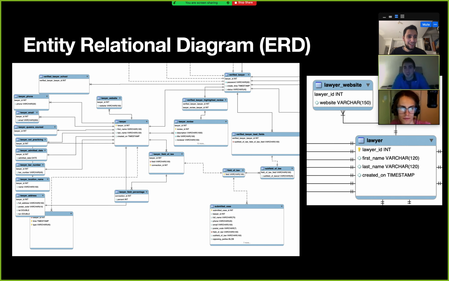A what? Schematic? Can't say the word. Schematic. Yeah. Oh my God, I give up. Schematic. That's the word.